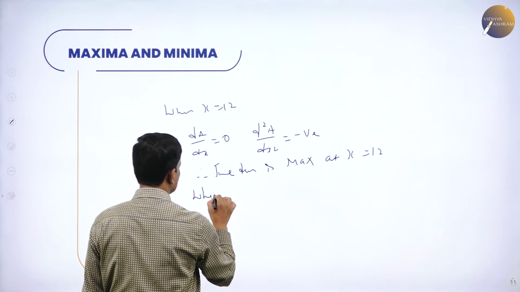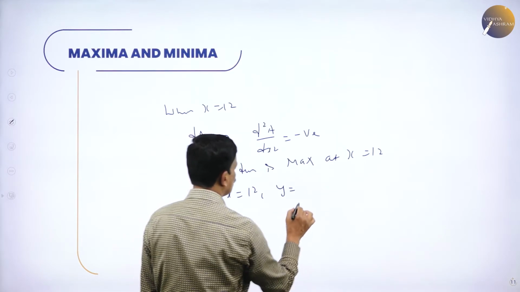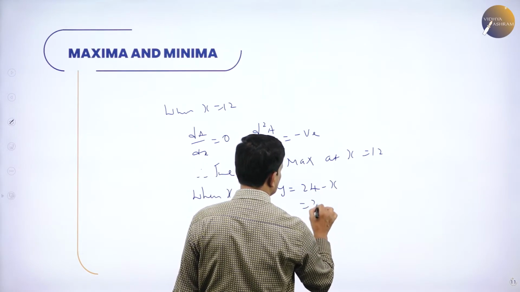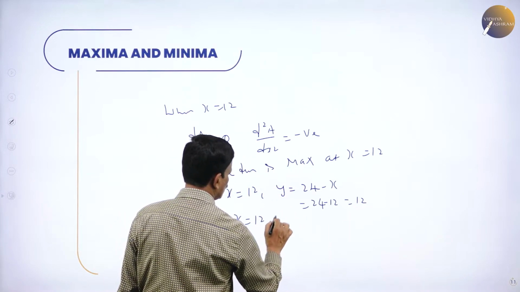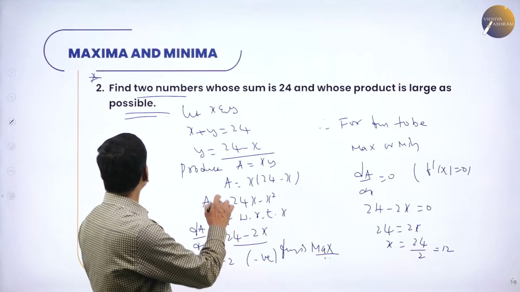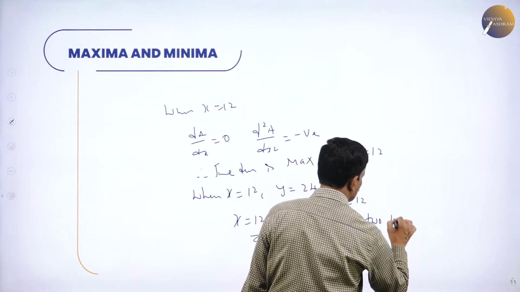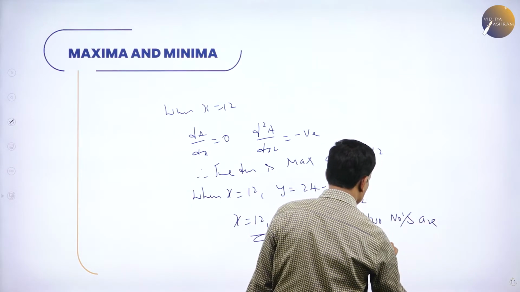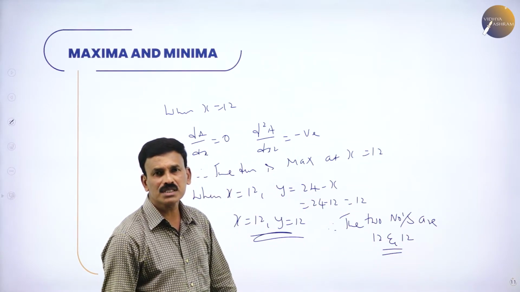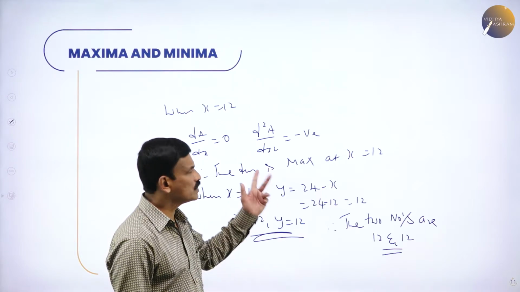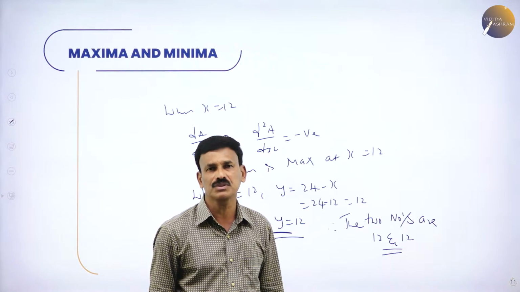Now when x is equal to 12, what is the value of y? y is equal to 24 minus x, that is 24 minus 12, that is equal to 12. So when x is equal to 12, y is also equal to 12. So therefore the two numbers are 12 and 12. If you add 12 plus 12 is 24 and the product is 12 into 12 is 144, which is the maximum value. That's it.